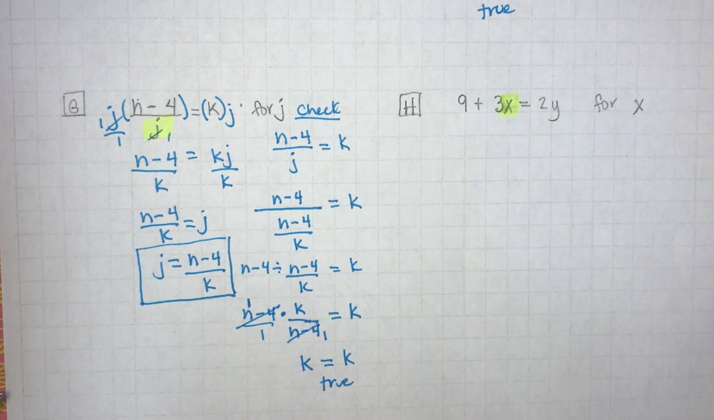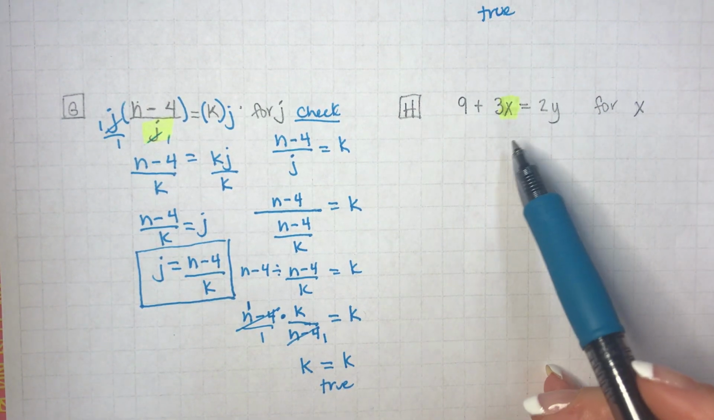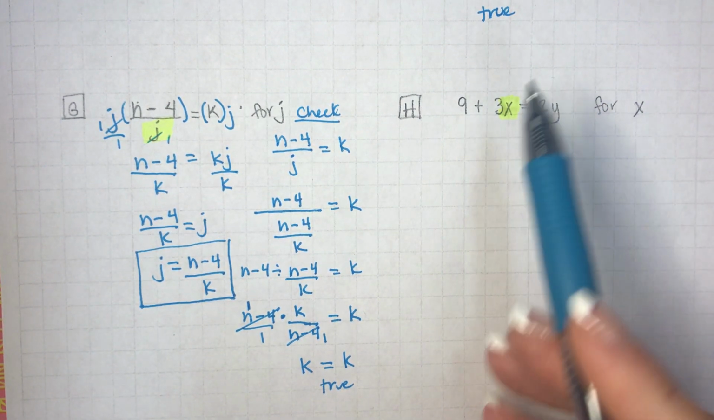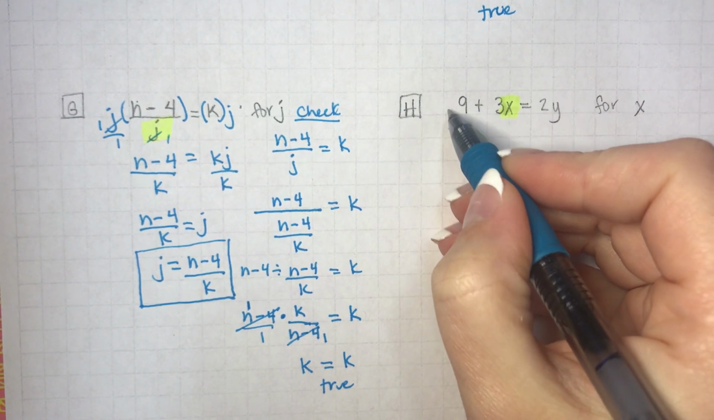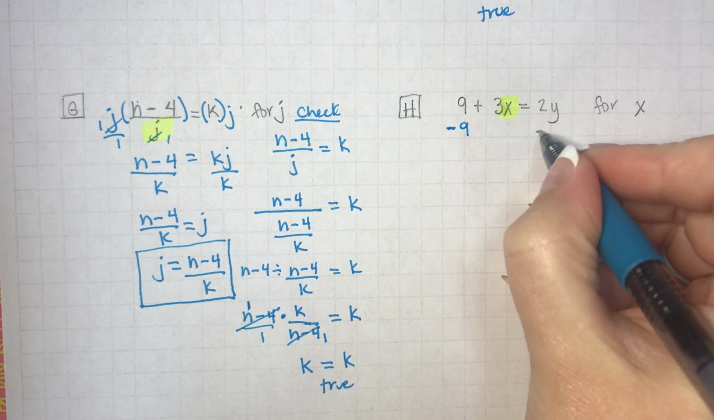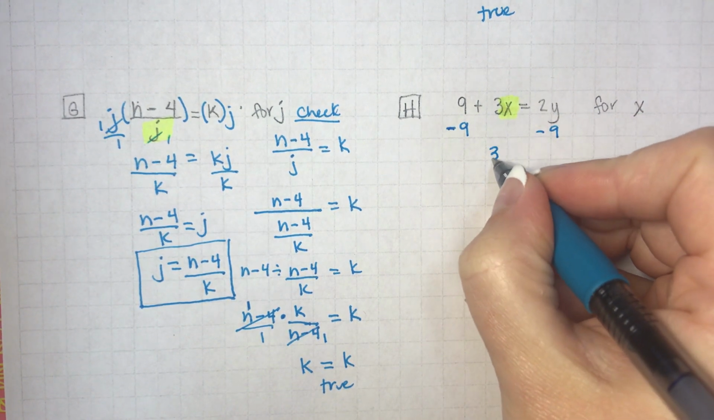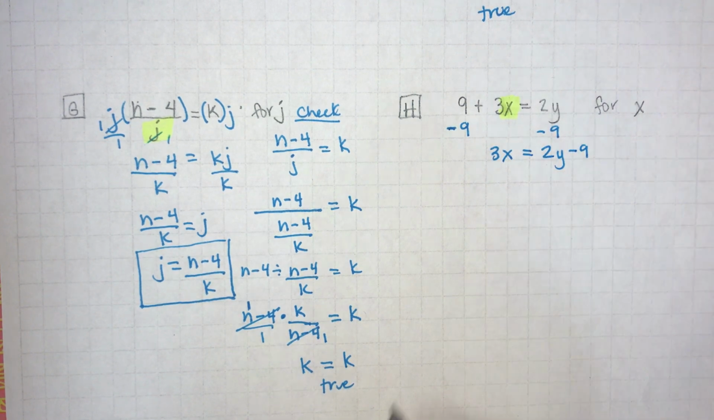So we just need to get rid of everything on this side. First we need to start by getting rid of that 9 and doing the inverse operation. The 9 is positive. There's nothing here, that means it's positive. So the inverse operation would be to subtract 9 from both sides. We're left with 3x equals 2y minus 9.